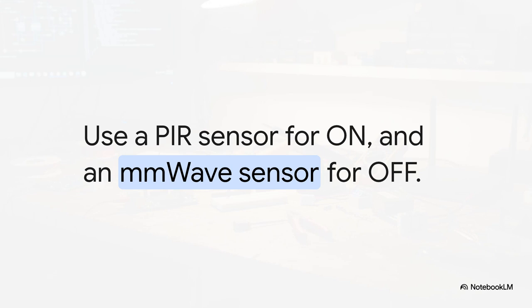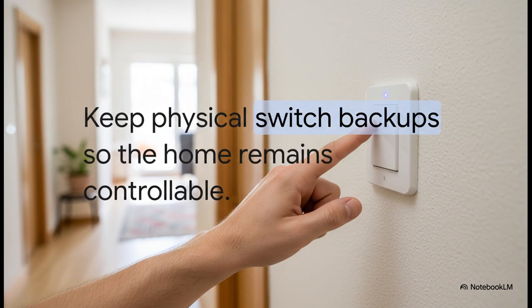Use a basic dumb PIR sensor pointing right at the door to instantly turn the lights on the millisecond you walk in. Then, use an ultrasound or millimeter wave sensor monitoring your desk area to prevent those lights from turning off until you actually leave the room. The perfect combo. And as we wrap up our blueprint today, please never forget this golden rule.